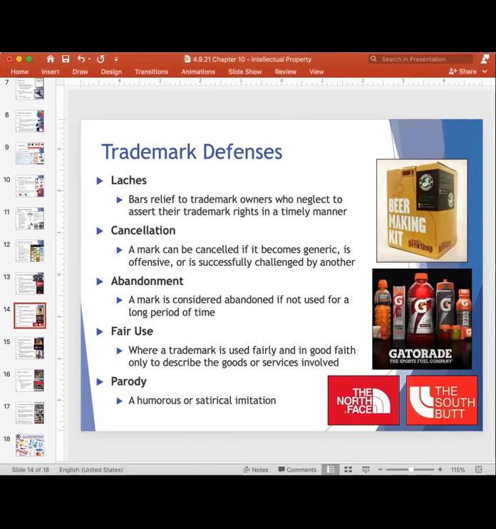There are a number of trademark defenses that a defendant can use if they are sued for trademark infringement. The first is laches. Laches bars relief to those who wait to file a claim. Basically, you were just negligent in not filing a claim in a timely manner.